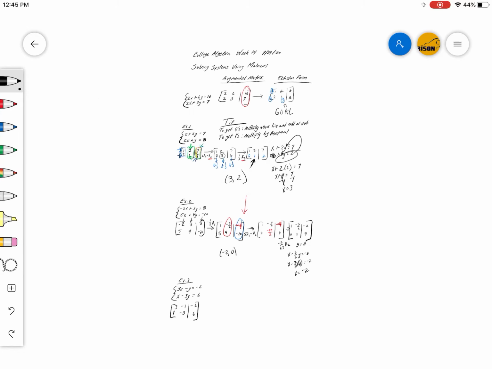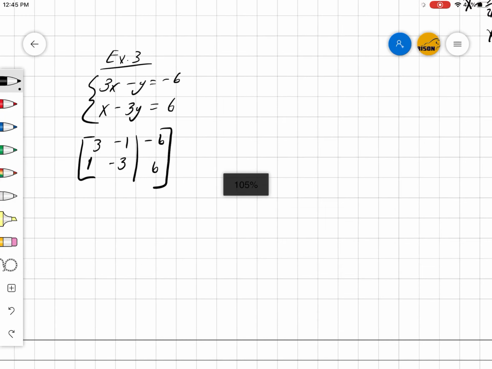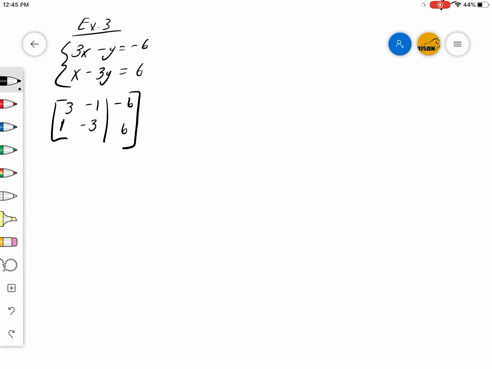Okay, so here's a cool row operation that I have not told you about. You are fully able to switch the places of rows if you want to. So my row operation here is going to be row 1 switch with row 2. I'm going to show you why in a second.